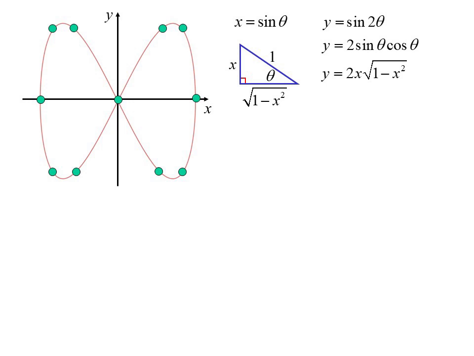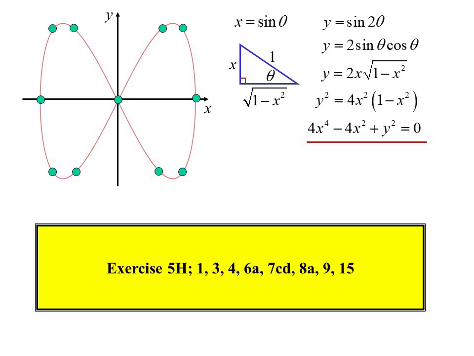Okay, well there it is with y the subject, but let's do better than that. I'm going to square both sides, and there, look at that. That's a nicer equation. 4x to the power of 4 minus 4x squared plus y squared is equal to 0. What a lovely curve.